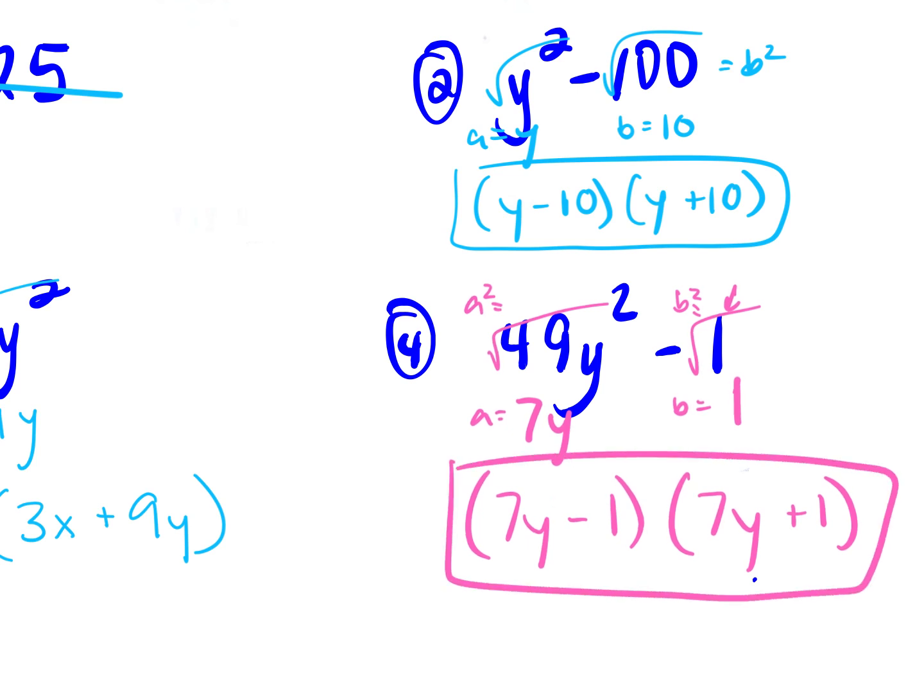And again, you could write it with the signs flipped. You could say 7y plus 1 times 7y minus 1. It's the same answer.